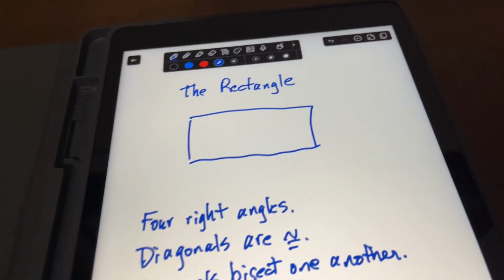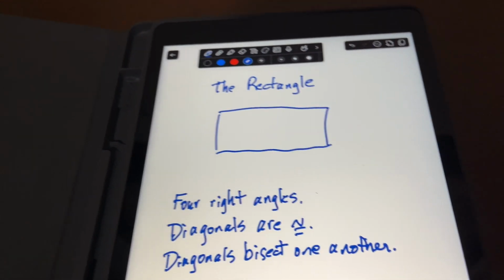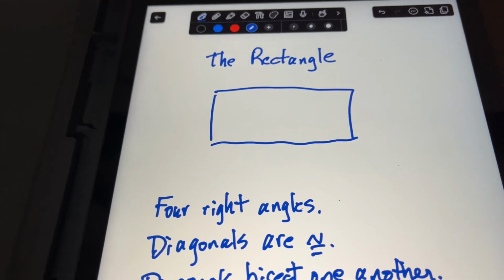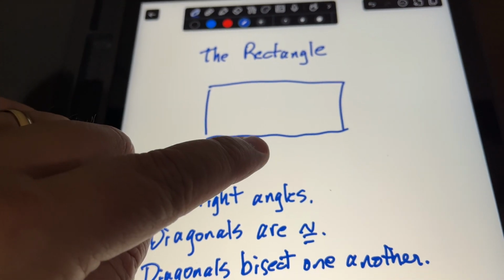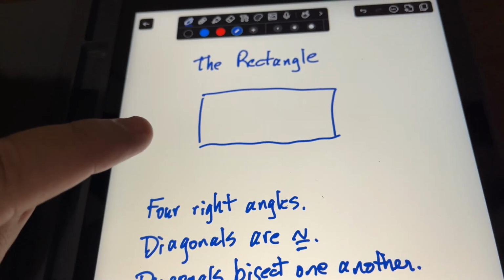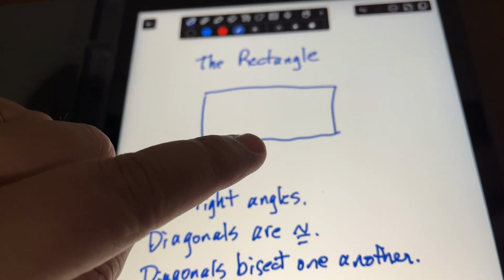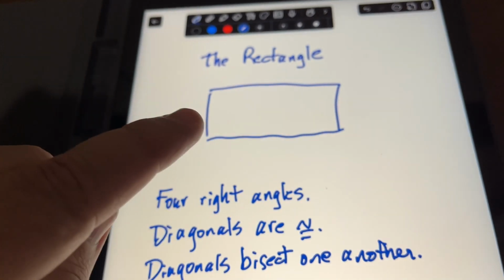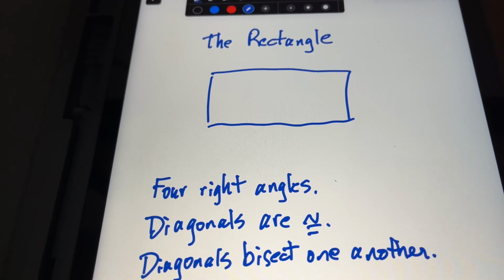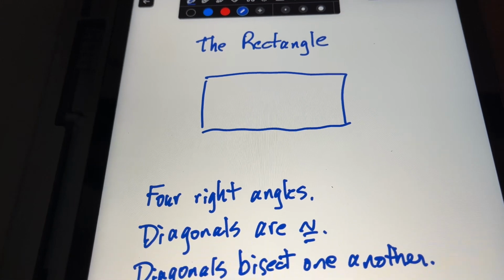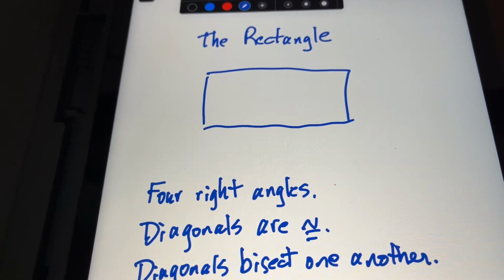Let's talk about the rectangle. So the rectangle is a special type of parallelogram. That means that the opposite sides are parallel and congruent. So this side is parallel to that side, and those sides are also parallel to one another. So the rectangle is a special type of parallelogram.